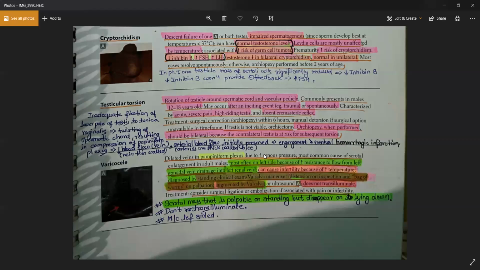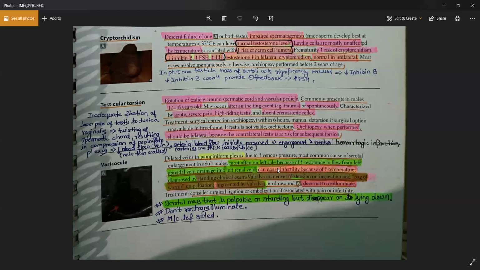Now, because of the increase in the pressure, because you have an accumulation of the blood, you will have a rise in the temperature also. That's why in case of any inflammation, you will have a warmth over that area. Remember, that warmth is because of the increase in the blood flow. So whenever you have an accumulation of the blood, that increases the temperature. And again, when the temperature is increased, you will also have infertility.